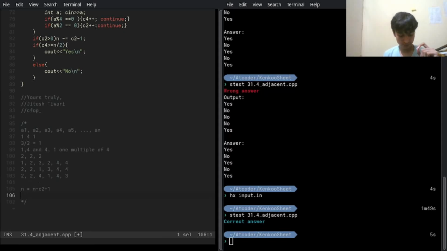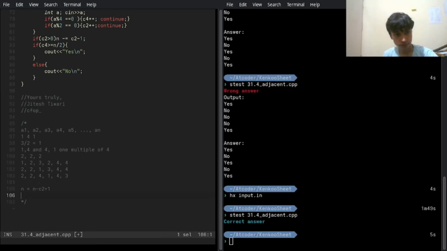So n minus c2 plus 1. It is because we are first going to place all the 2's in a trail, and that trail should be led by a 4. Then we have to place all the others in alternating order. So if we have enough resources to do that, then we can do it, or else we cannot do it. We just have to say this.